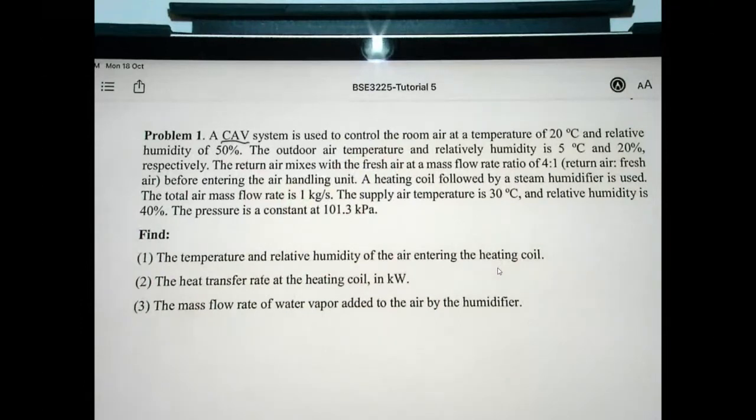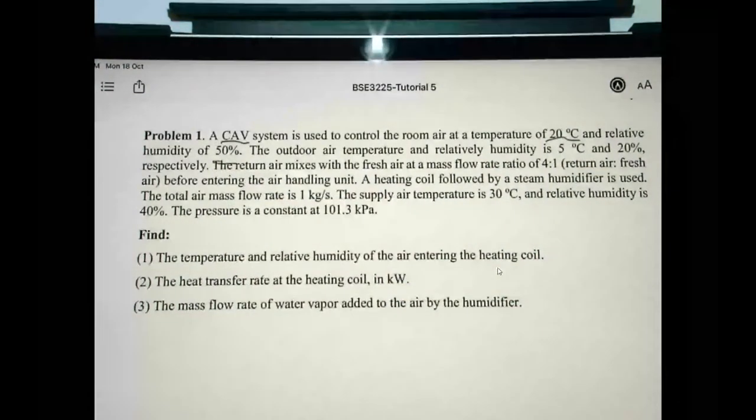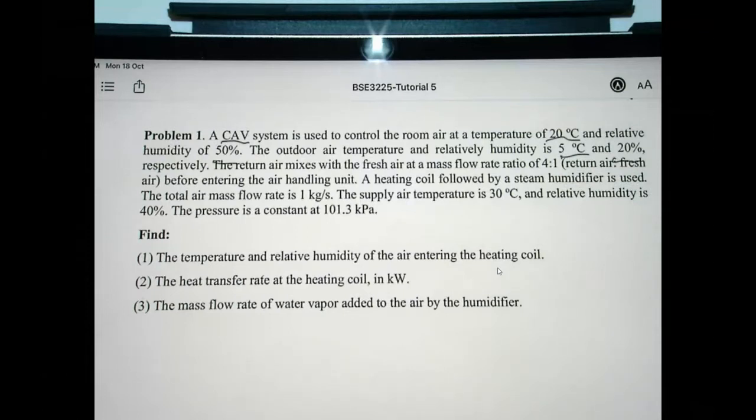It's used to control the room air at a temperature of 20 degrees. So the room temperature is 20 degrees and the relative humidity is 50%. The outdoor air temperature and relative humidity is also given. You can see that the values are 5 degrees and 20%. The return air first mixes with the fresh air, and the mass flow ratio is given here.